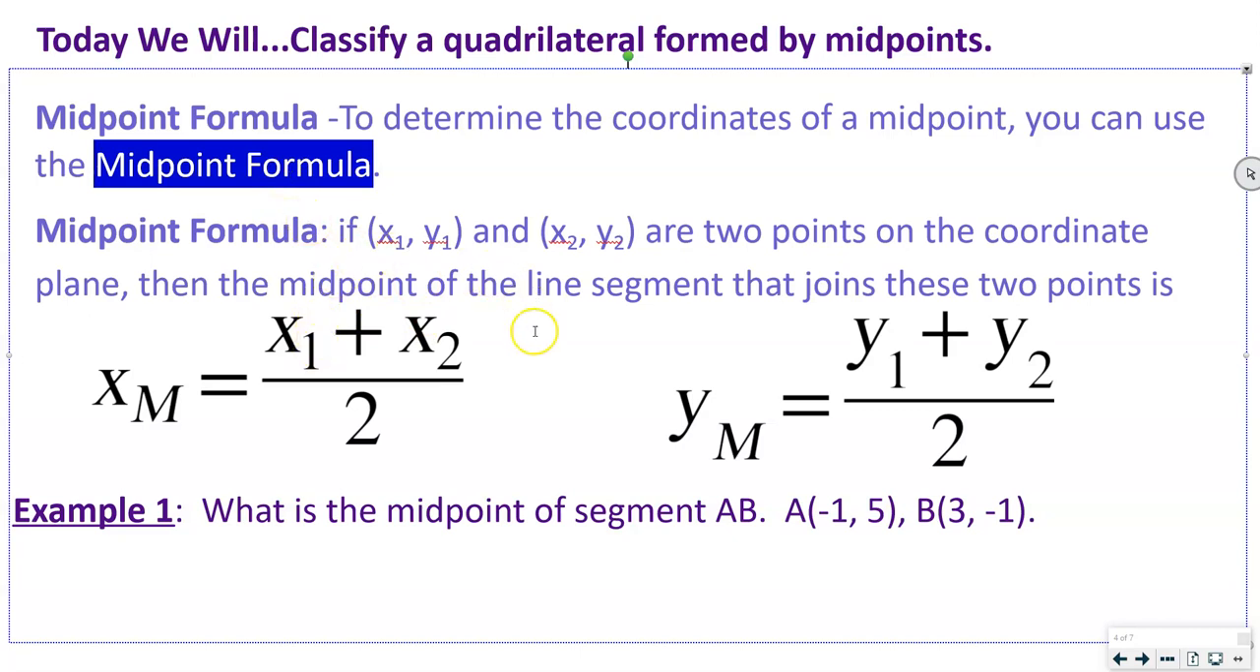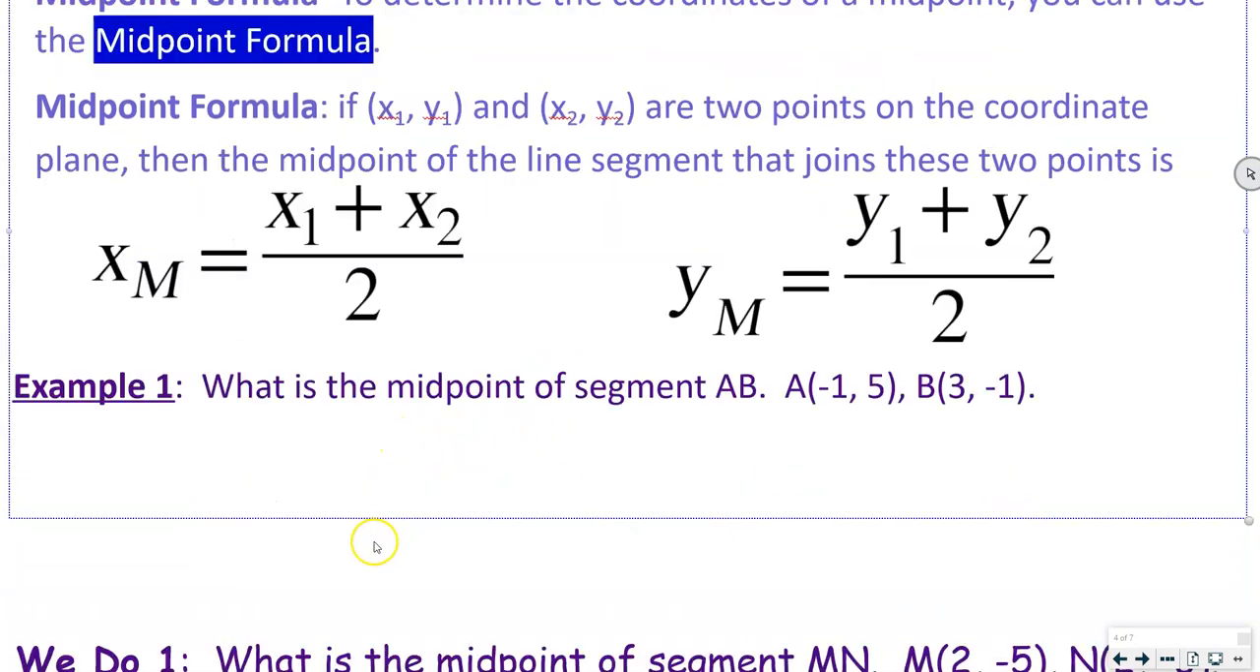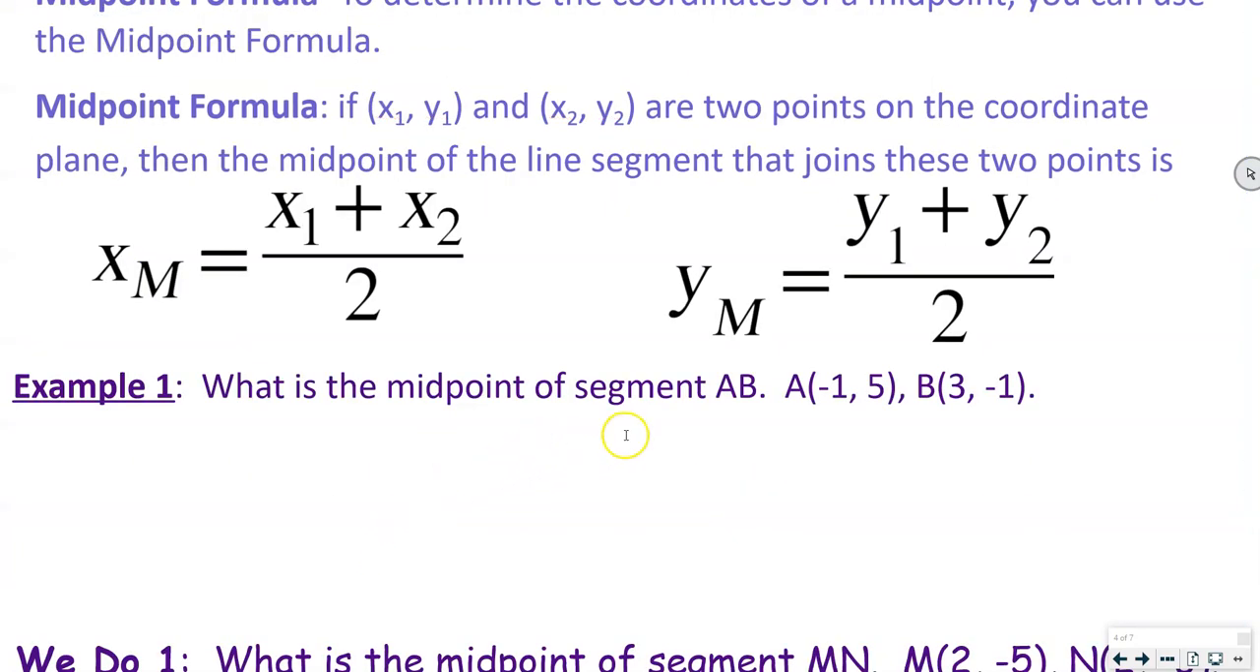So midpoint formula, if you have x1, y1, and x2, y2, there are 2 points on the coordinate plane, then the midpoint of the line segment that joins these 2 points is, so this is our x value of the midpoint, and this is our y value of the midpoint, okay? So then we would get an ordered pair, x, y, okay? So our first one says, what is the midpoint of segment AB?